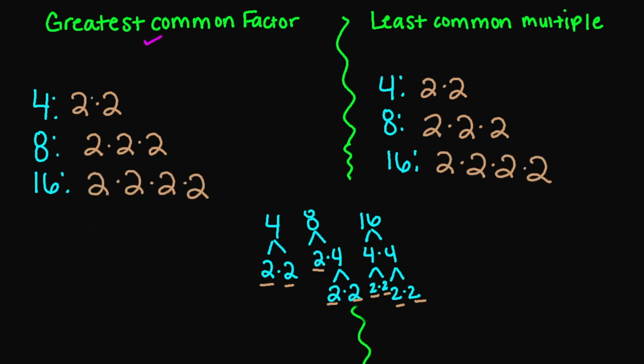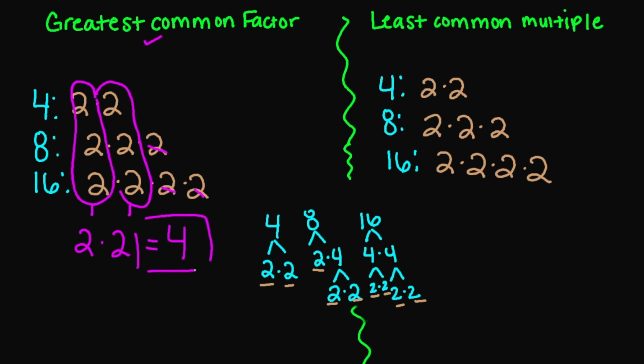So now let's look at our GCF. We need to find the common factor that all three numbers share. We have a 2 right here that all three numbers share. And we also have a 2 right here, a match right there. This 2 I'm going to write one time, and this other 2 I'm going to write one time. All the other numbers do not have matches, so I'm going to leave that out. So 2 times 2 is going to equal 4. So your GCF is 4.